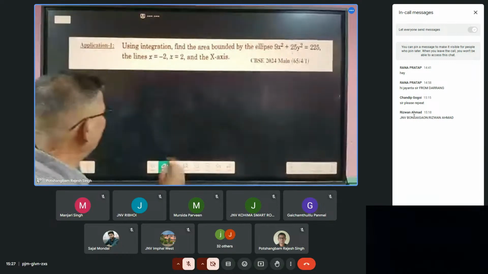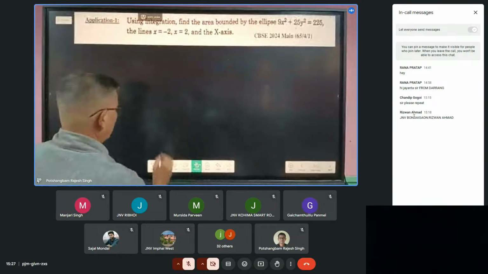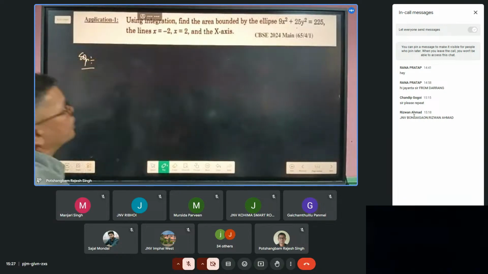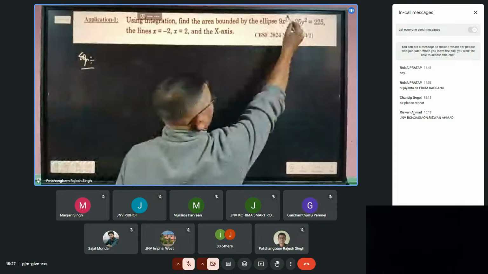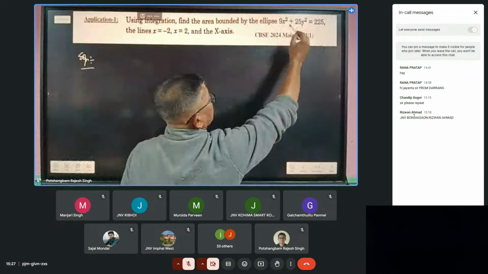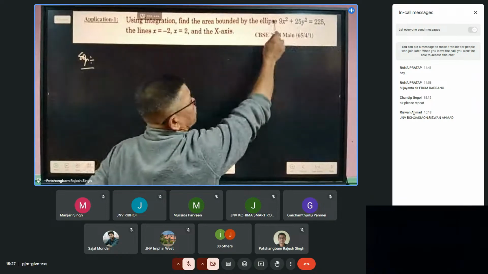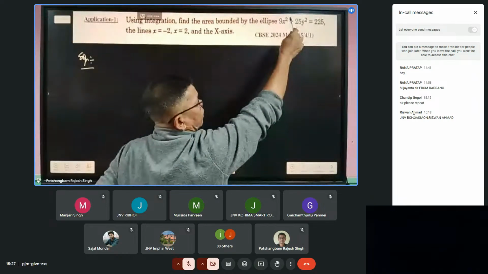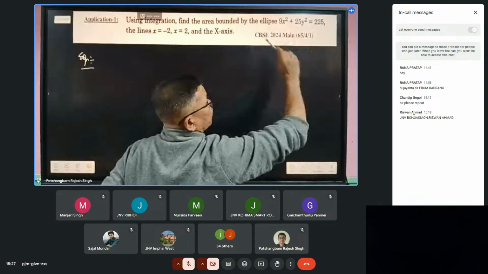Say, solution. First of all, I would like to identify what type of curve is represented by this equation. To identify, suppose your ellipse is not mentioned. At that time you need to identify what curve is represented by this.